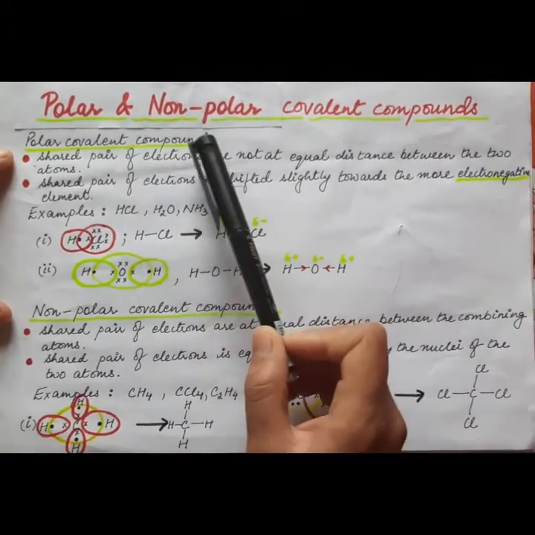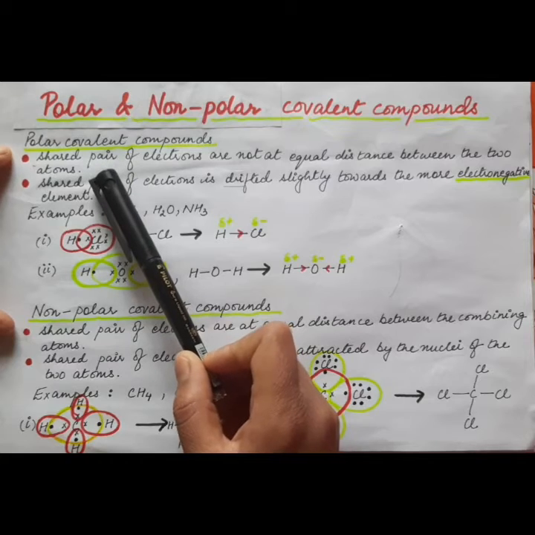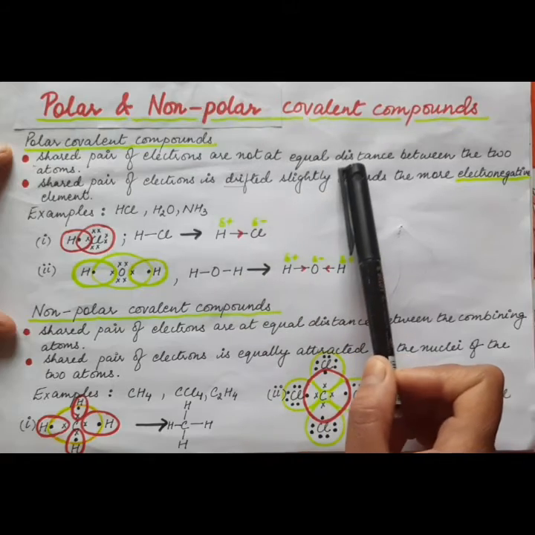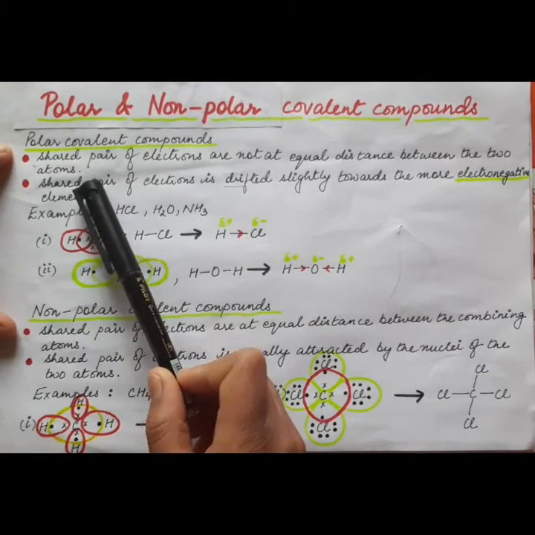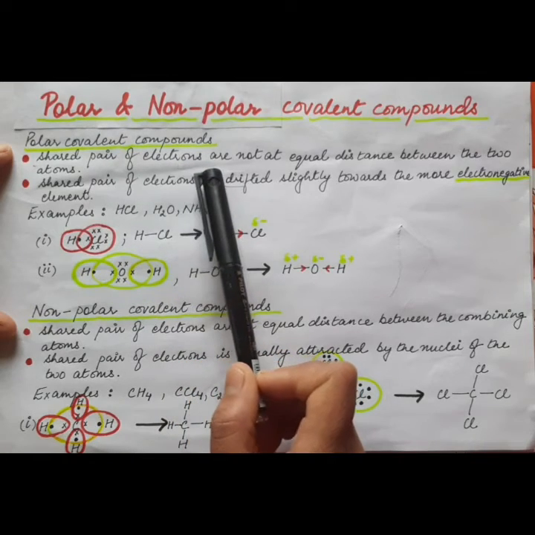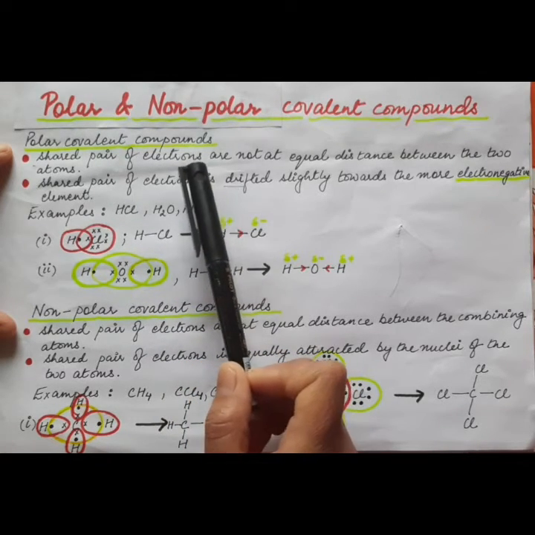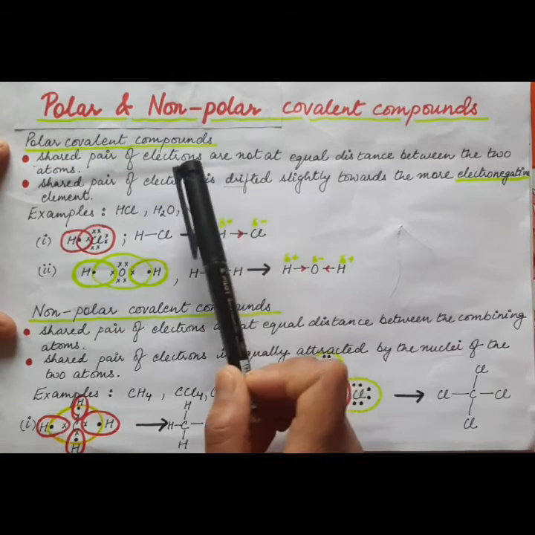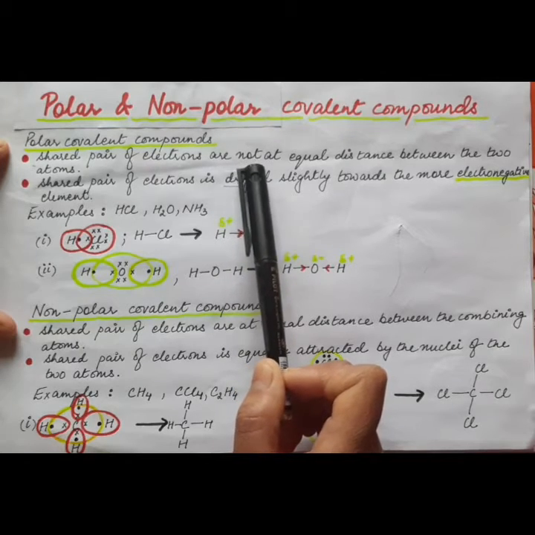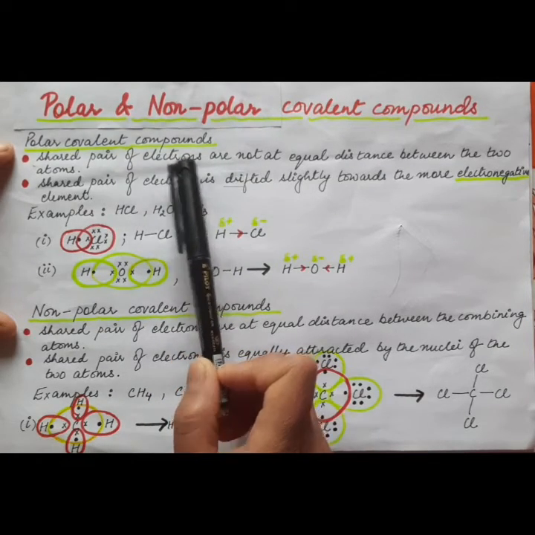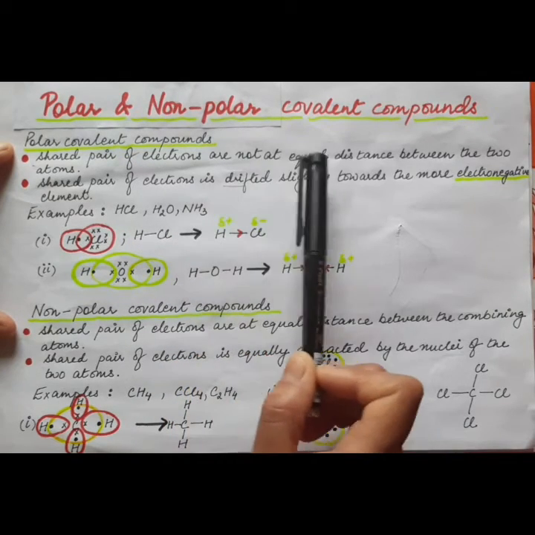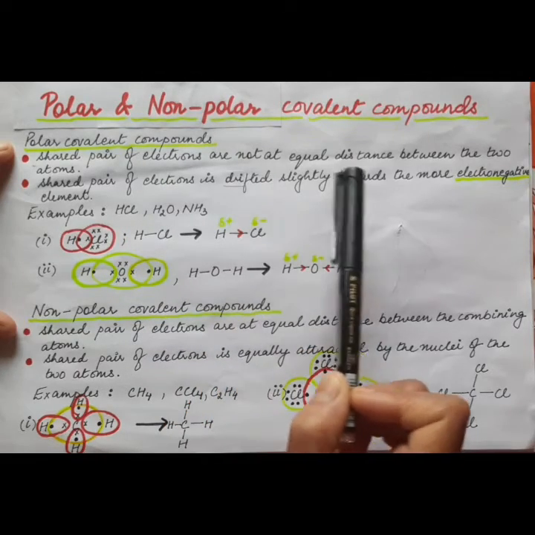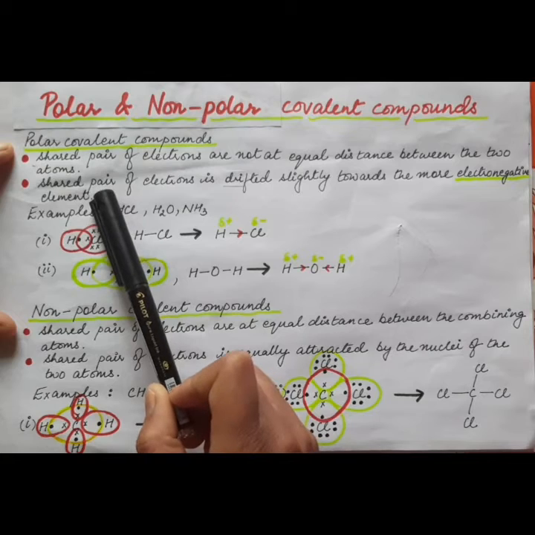Polar covalent compounds are compounds formed when the shared pair of electrons are not at equal distance between the two atoms. As you all know, a covalent bond is the bond formed by sharing of electrons. When the atoms share, the electrons are present at the center of the two combining atoms. But for polar covalent compounds, these shared pair of electrons are not at equal distance from the two atoms. The shared pair of electrons is slightly drifted towards the more electronegative element.